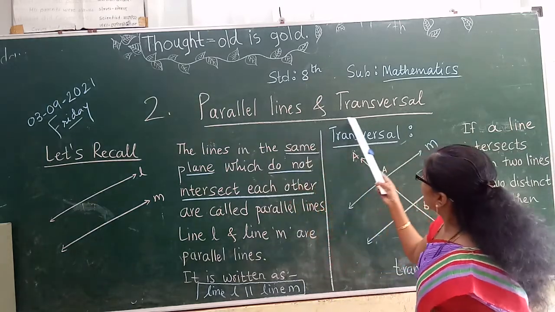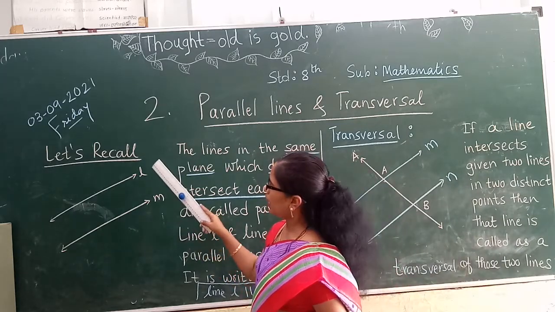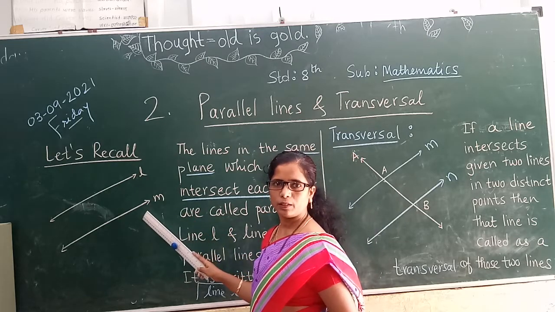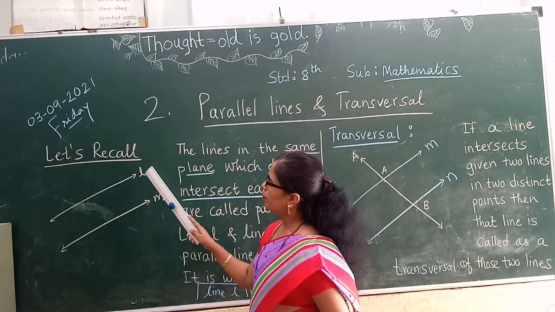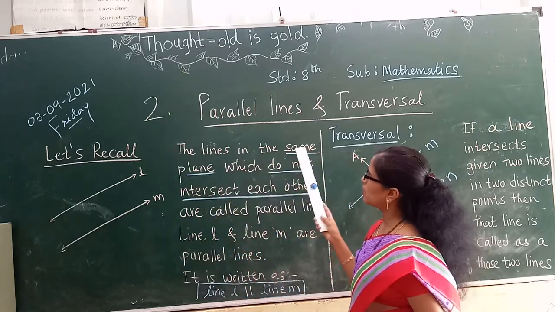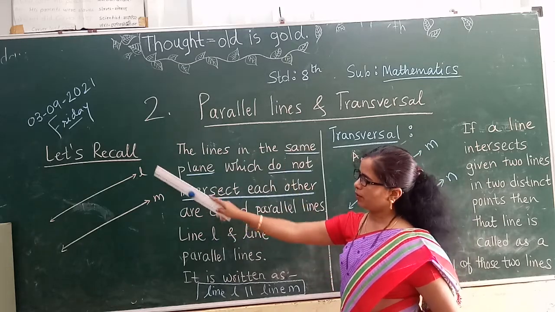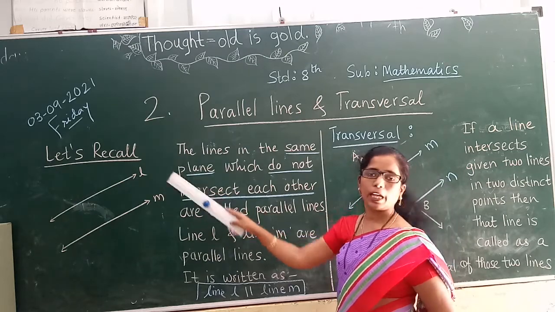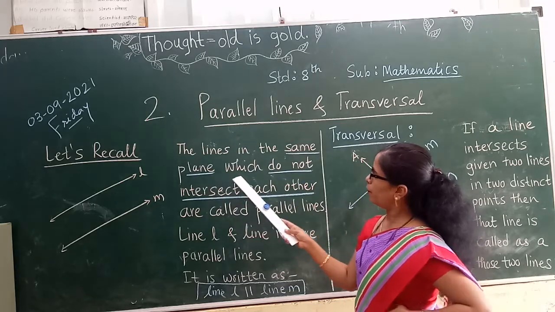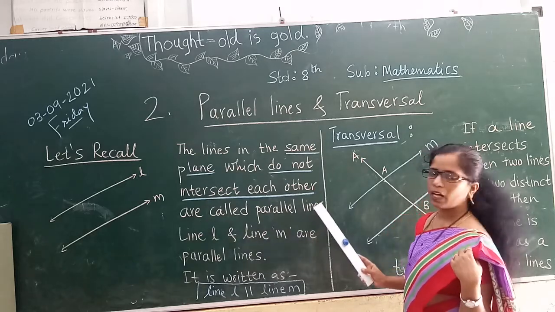Parallel lines and transversal. Here there are two lines, line L and line M. These two lines are said to be parallel to each other. What does it mean? Parallel lines means these are such lines which lie in the same plane. In the same plane means एकाच प्रतलात आहेत पहा. हे दोन्ही रेषा या एकाच प्रतलात आहेत. The lines in the same plane which do not intersect each other are called parallel lines.